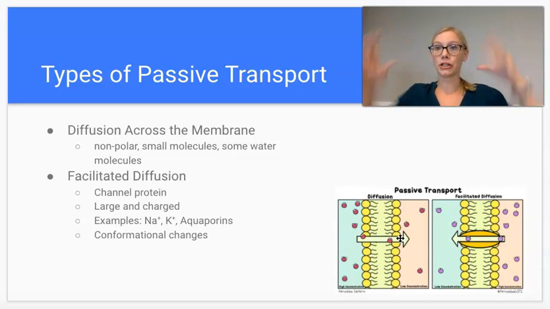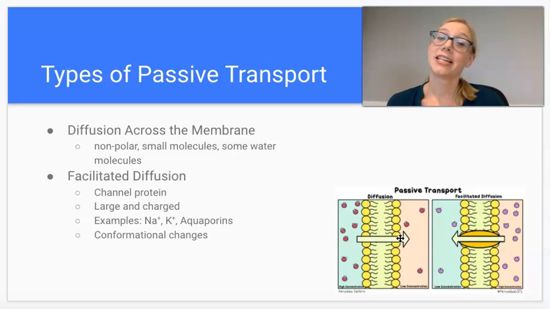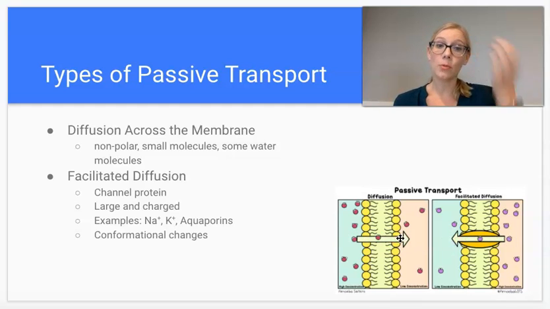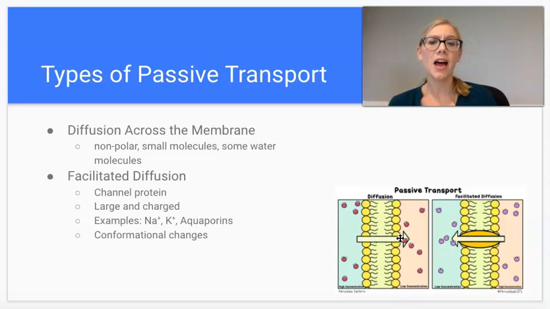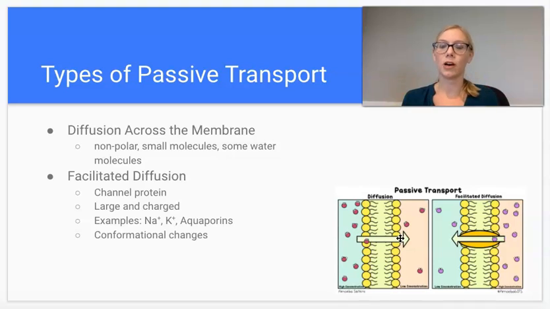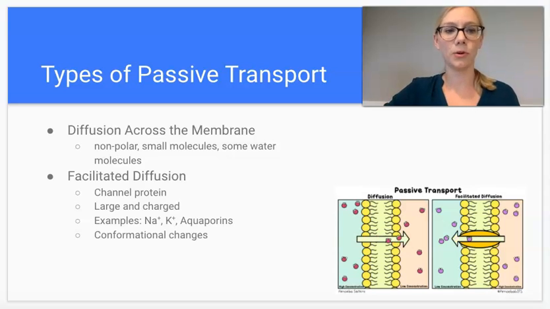So what requires a protein to help it pass through, or facilitated diffusion? Typically, large and charged molecules need some sort of protein in order to pass through. Some examples of this: sodium, potassium, and we're going to talk about something called aquaporins. Aquaporins just allow lots of water to go through. Sometimes there are conformational or shape changes that occur here, but still the main thing is that there's no energy required for any type of passive transport.